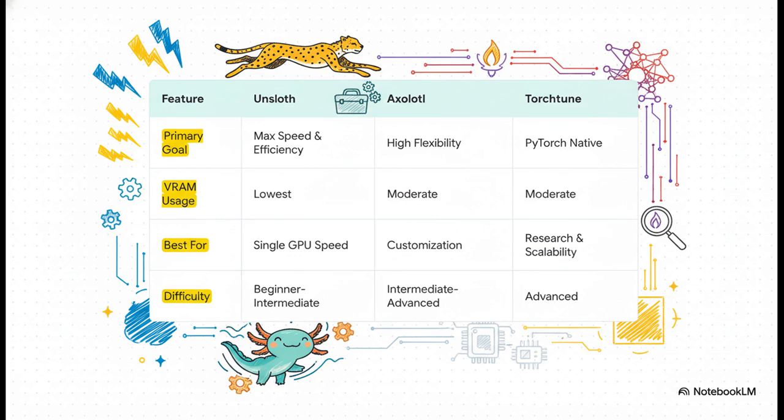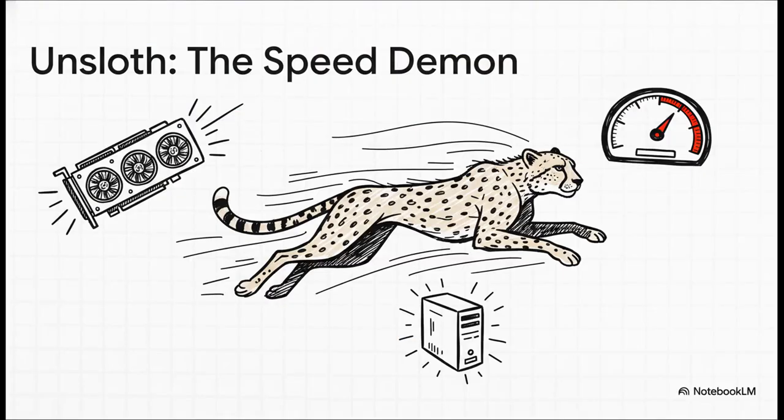You've got Unsloth, which is all about raw speed and efficiency. Then there's Axolotl, the super flexible tool for power users. And finally, Torchtune, the official library from the PyTorch team, built for deep research and integration. Each one has its own sweet spot depending on what you're trying to do. Let's kick things off with Unsloth.